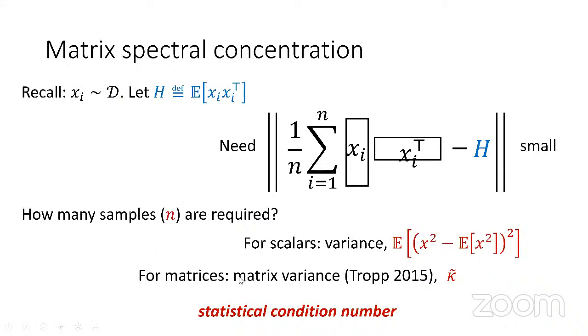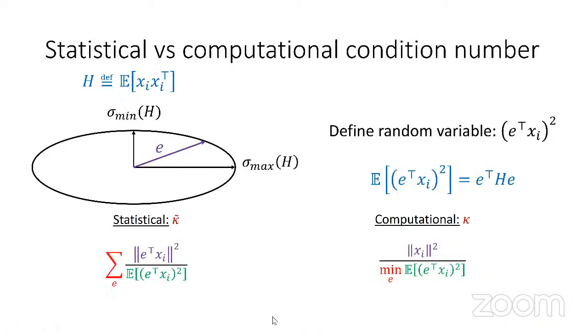And in the context of matrices, there is a similar quantity called matrix variance, and we call this the statistical condition number, which I'll describe next. So the statistical condition number can be defined as follows. Let's say H is the expected covariance matrix of xi xi transpose, right? So we look at, say, a given direction E, right? And on that particular direction, the condition number is more like: what is the average value of xi in this direction? So we look at the norm of E transpose xi, whole square, divided by the expected value that this quantity takes, okay, for any given vector E, and then we sum it across all the different eigendirection basis of the matrix H.